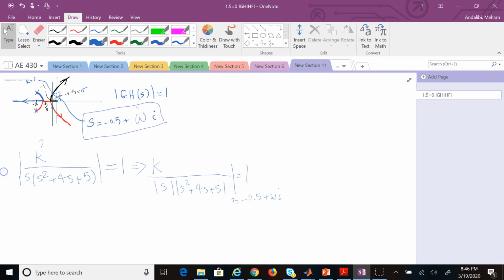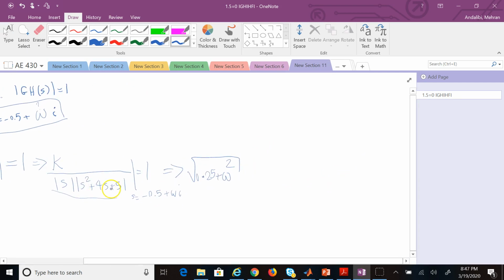Okay, let's continue. If we continue, what is the magnitude of this complex number? Yes, it's the square root of the real part squared plus the imaginary part squared. So it is going to be the square root of 0.5 squared, which is 0.25, plus omega squared. That's the magnitude of s. If we cross multiply, this thing times 1 times the square root of the other term, which is this quadratic term, is equal to k.